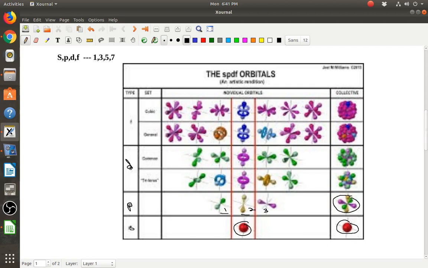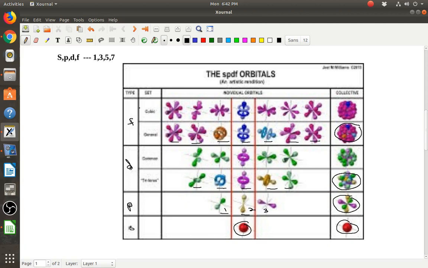This is the D sublevel, and there are 5 shapes, 1, 2, 3, 4, and 5. You put them all together, they look like that. This is the F sublevel, and there are 7 shapes, 1, 2, 3, 4, 5, 6, and 7. You put them together and they all look like that. It just gets really more complicated.